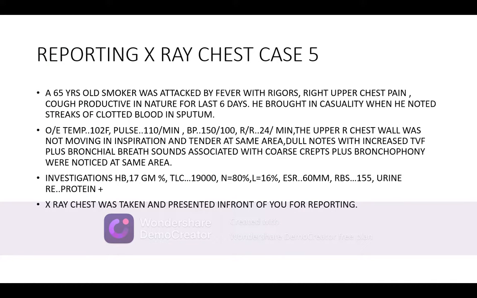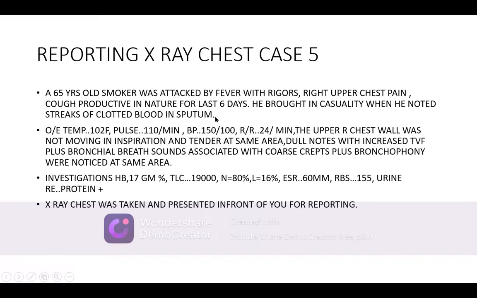So case number 5 is a 65-year-old smoker. Reporting X-ray chest 5, a 65-year-old smoker was attacked by fever with rigors, right upper chest pain, cough productive in nature for the last 6 days. It is acute in onset. He was brought to casualty when he noted the streaks of clotted blood in the sputum.